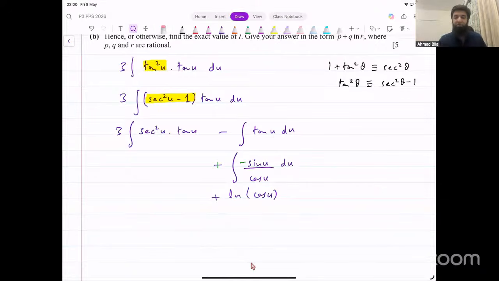G, how do we integrate this? Secant square u into tan u. What can we do for this? Extended power rule, how exactly do we use that? Yes. So we'll have to do it the other way around. We'll have to rearrange it, write tan u. Because if we do it like this, if we say we have secant u whole squared and then tan u outside.